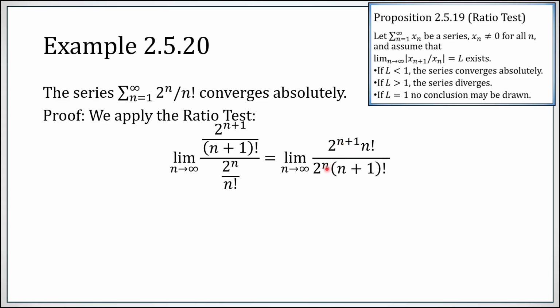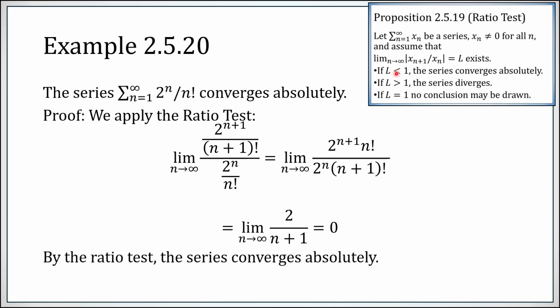Now I have 2 to the n plus 1 over 2 to the n, times n factorial over n plus 1 factorial, which simplifies to 2 over n plus 1. As n goes to infinity, that's 0. So, does this limit exist? Yes, it was 0. That's definitely less than 1. So the series converges absolutely.